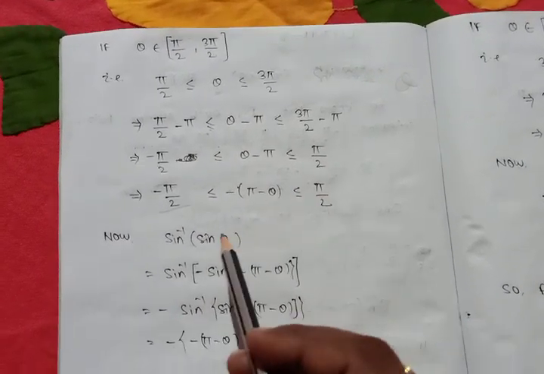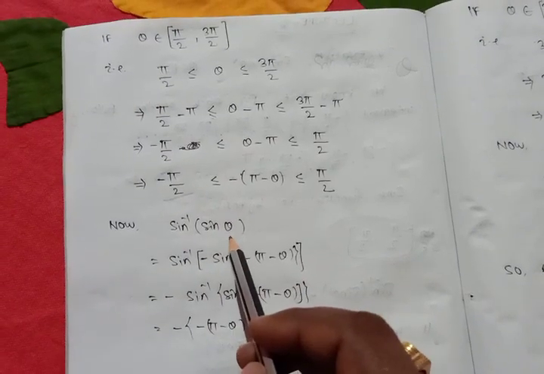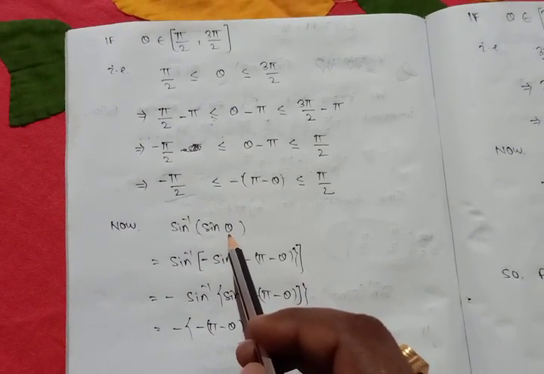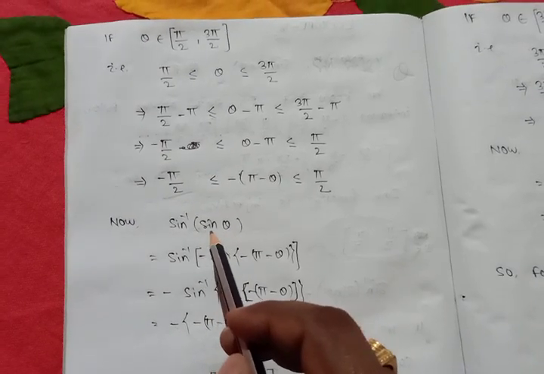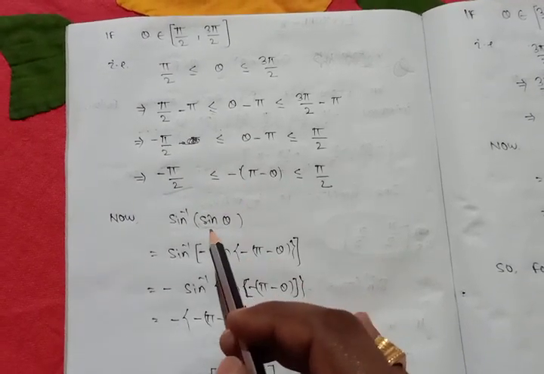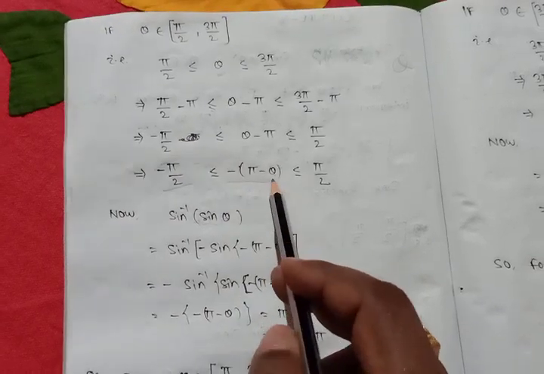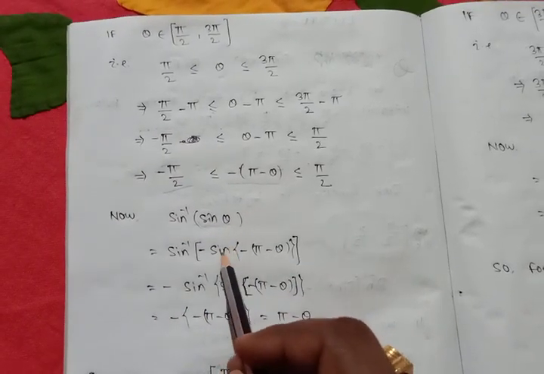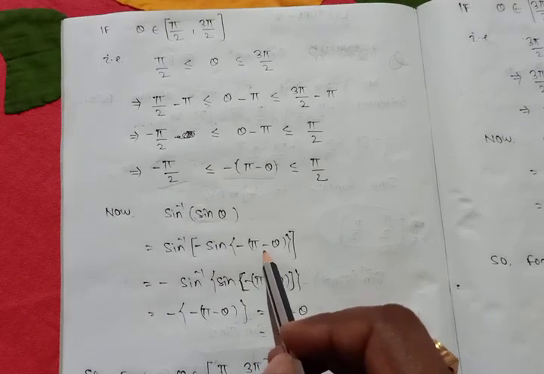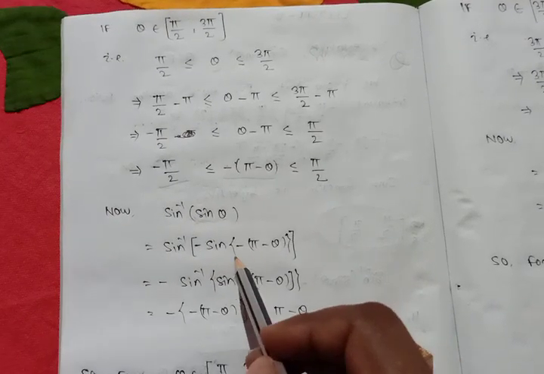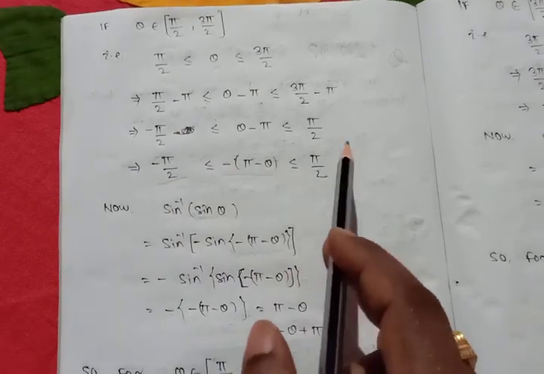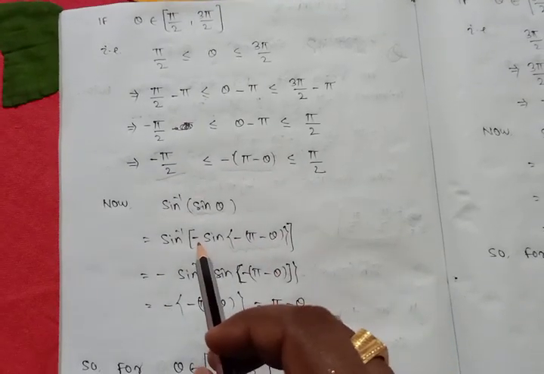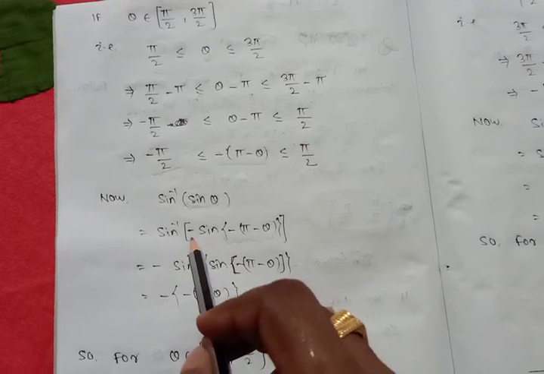Now come to the point. What is it? Sine inverse of sine theta. In place of sine theta, try to put this one, sine of this value. In place of sine theta, I am putting sine of minus of pi minus theta, and this belongs to the interval minus pi by 2 to pi by 2. Now why is there a minus here? You think about it.